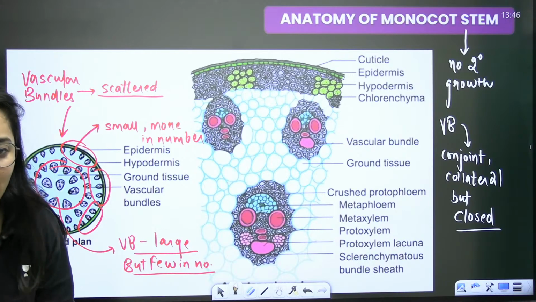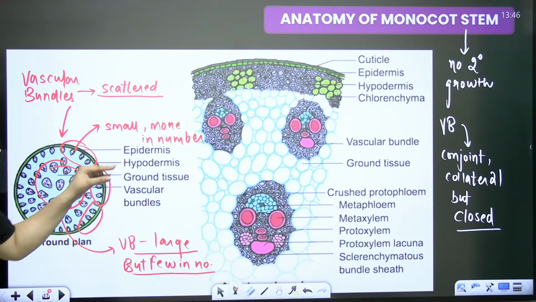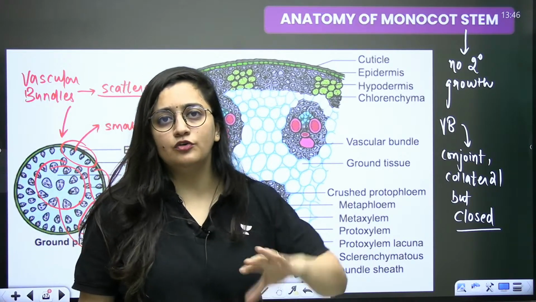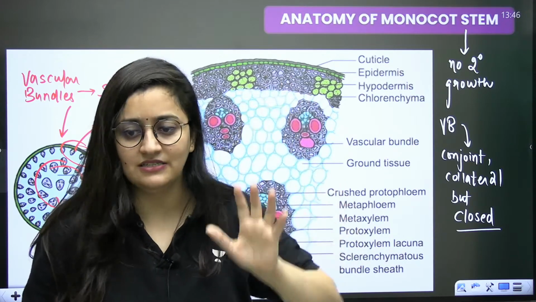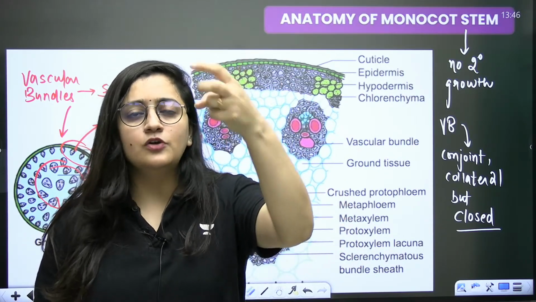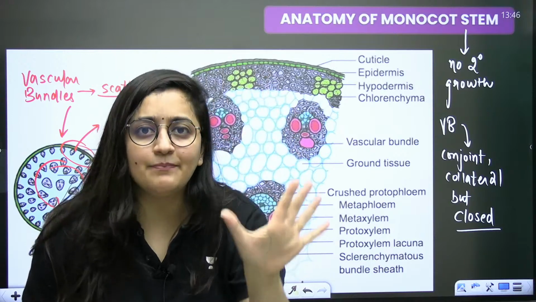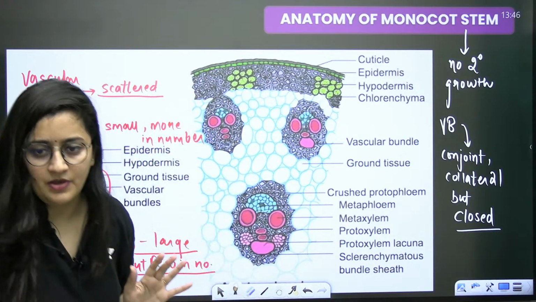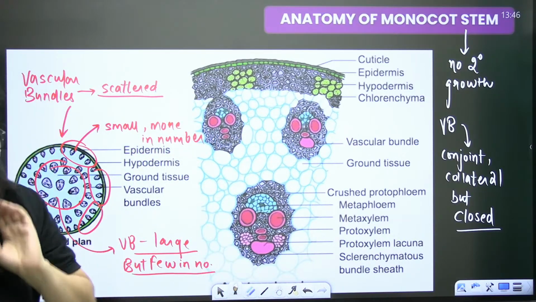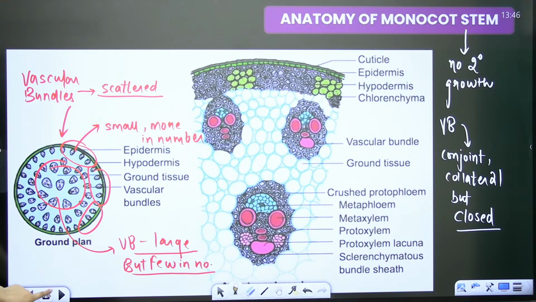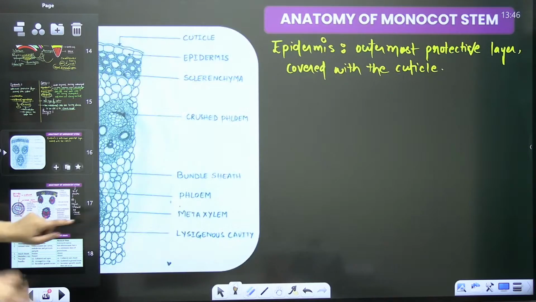So conjoined, collateral but closed. And you can see here the cortex is not differentiated into general cortex, endodermis, pericycle. So the general cortex, endodermis and pericycle are absent in the case of the monocot stem. Clear, bache? So that is what you need to keep in your mind.